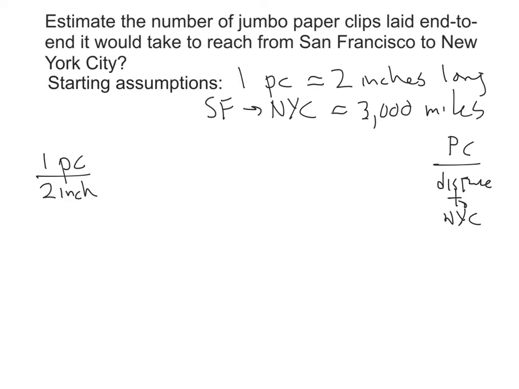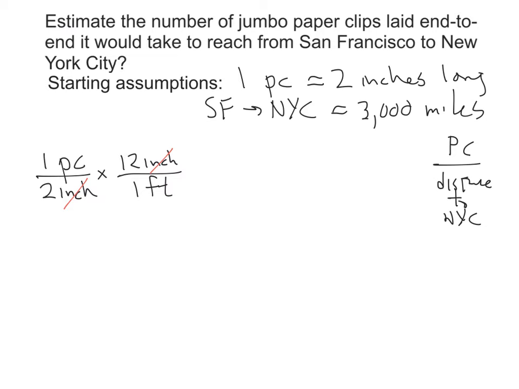So we're going to multiply by 1, and that 1 is the conversion between inches and feet. And notice that we're going to put 12 inches over 1 foot so that we can cancel the inches, and now our units are paper clips per foot. And of course, if we did the calculation, we'd get 12 over 2, or 6. So it's roughly 6 paper clips per foot.